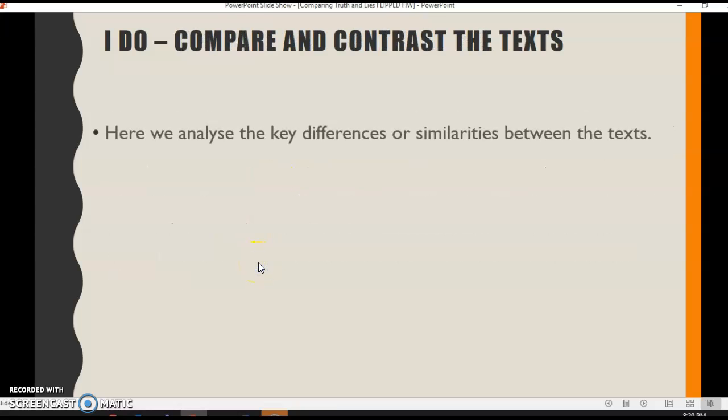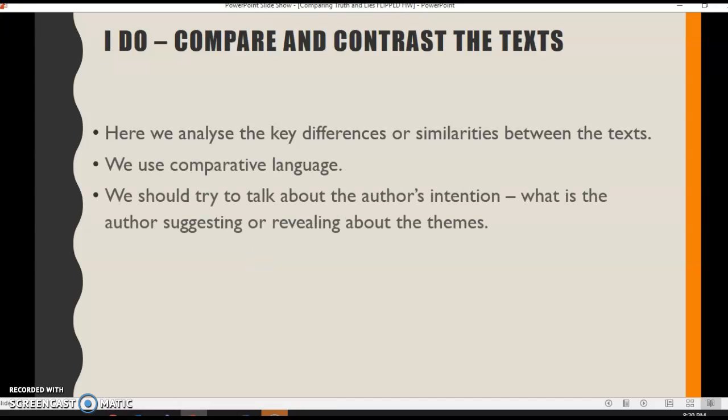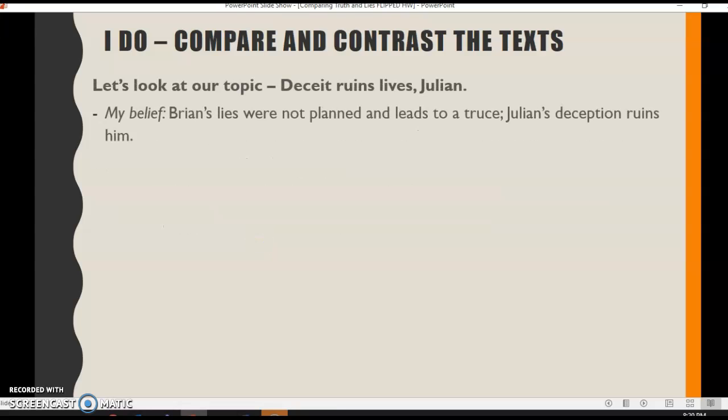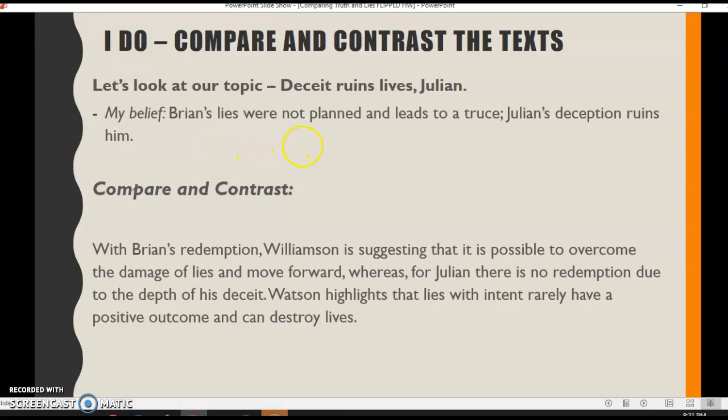Okay, so here we analyse. When we compare and contrast the texts, we analyse the key differences and similarities. We use comparative language. We should try to talk about the author's intention, what the author is suggesting or revealing about the themes. So let's have a look here. My belief: Brian's lies are not planned and lead to a truth. Julian's deception ruins him. So with Brian's redemption, Williamson is suggesting that it is possible to overcome the damage of lies and move forward, whereas for Julian there is no redemption due to the depth of his deceit. Watson highlights that lies with intent rarely have a positive outcome and can destroy lives.